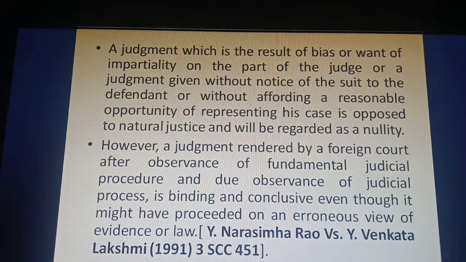However, it is very important to see that if a judgment was rendered by a foreign court after observance of the fundamental judicial procedure, I want to repeat, if the fundamental judicial procedure has been observed by the foreign court and due observance of the judicial process has been followed and thereafter a judgment is rendered, then that judgment is binding and conclusive, even though it might have proceeded on an erroneous view of evidence or law. It has been made clear by the Supreme Court of India in Y. Narasimha Rao versus Y. Venkata Lakshmi, 1991, 3 Supreme Court Cases 451.